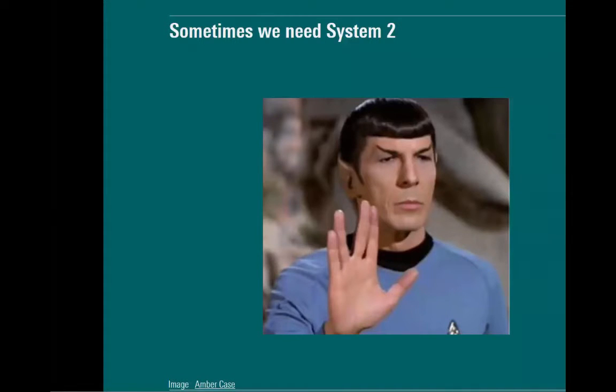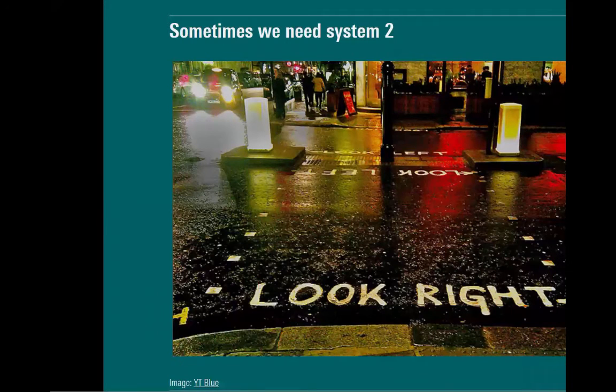Now, generally, and I'd say about 99.5% of the time, we want things to be easy like that. But we don't want to completely forget about our friend Spock here, because there are times where we need System 2. So this is a picture from the streets of London. So anyone who's visited London has noticed these signs on the street.